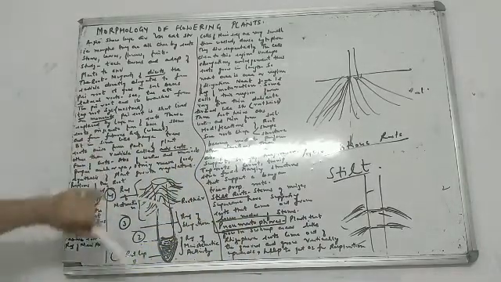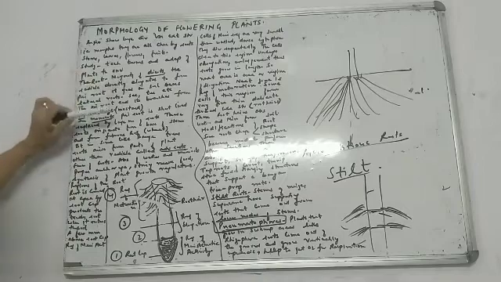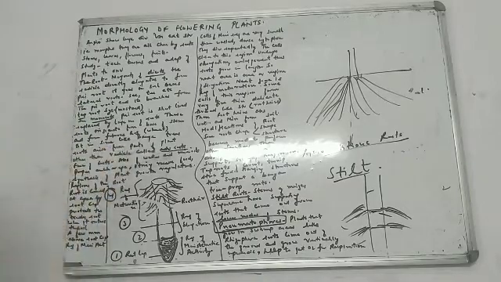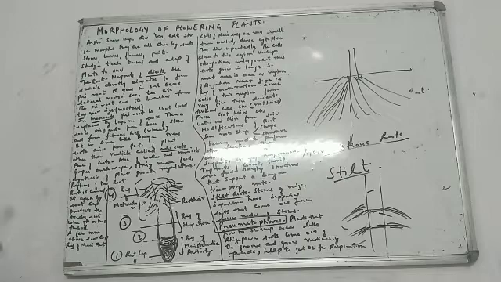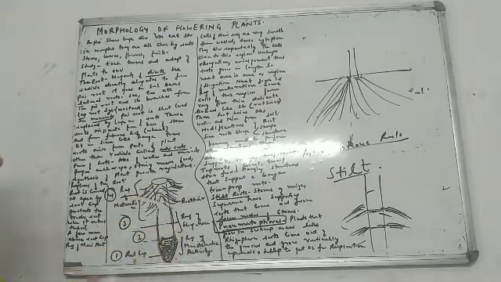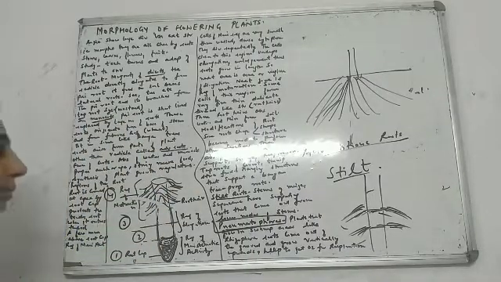So we are done with roots. We did taproot system, we did fibrous root system, we knew about adventitious roots, we did 4 regions: root cap, region of meristematic activity, region of elongation and region of maturation. Then we did some modifications where we studied about stilt roots and pneumatophores. This is all about roots. In the next video, I'll take up stems. Thank you.